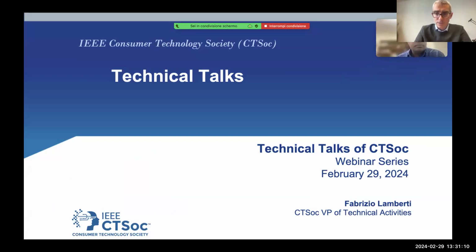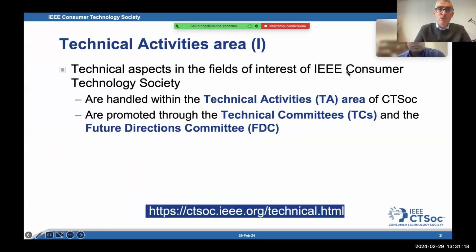I'm Fabrizio Lamberti. I'm the Vice President of Technical Activities of the IEEE Consumer Technology Society, and I'm responsible for this area, which is named Technical Activities. It's a new area that has been created 3 years ago in order to align CTSoc to many other societies of IEEE. The idea of this area is to manage the areas that establish connections between the other areas of CTSoc and the technical society as consumer technology society in general.